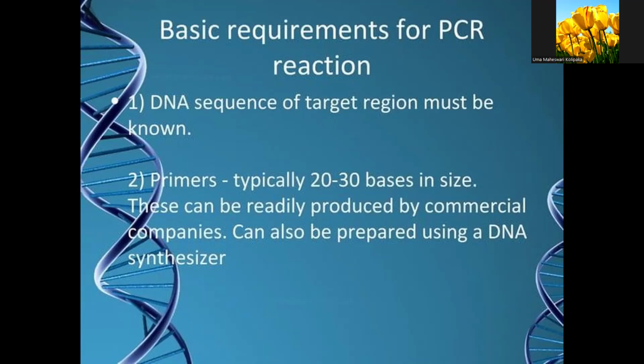Next, primers, typically 20 to 30 bases in size. These can be readily produced by commercial companies, and can also be prepared using a DNA synthesizer. So when coming to the primers, these are commercially available in the market, so we can procure them. Otherwise, we can synthesize them with the help of a DNA synthesizer.